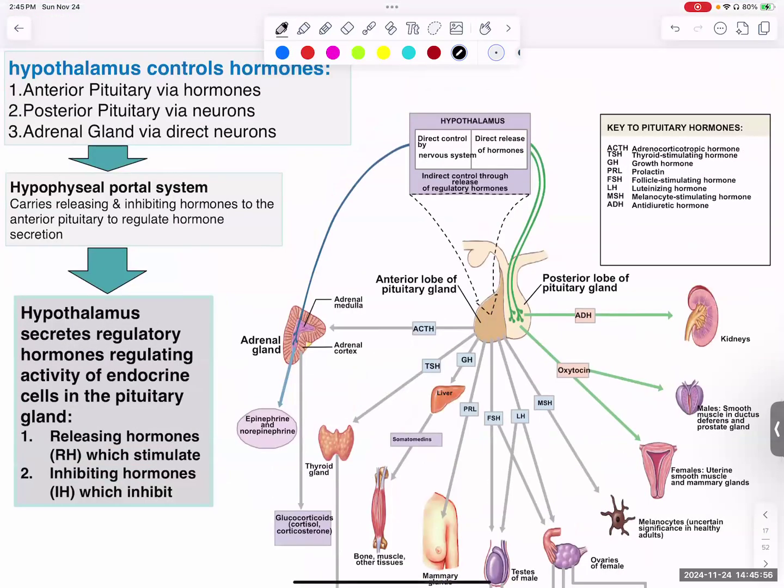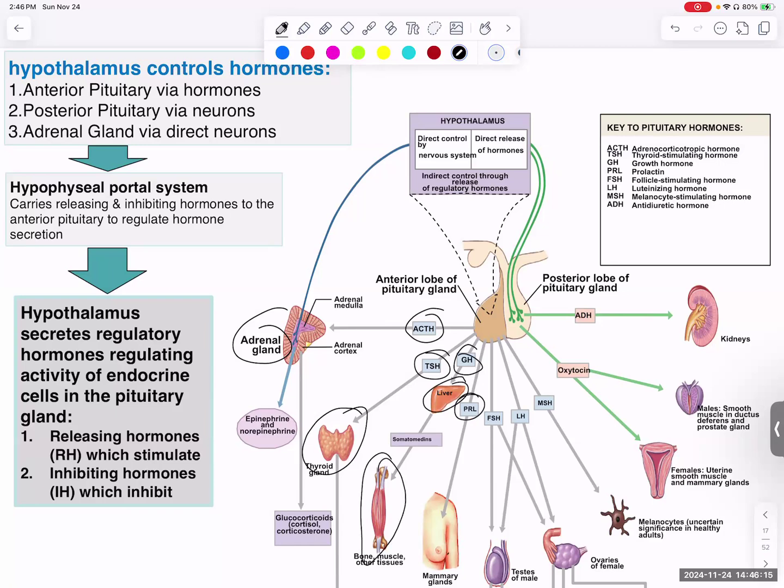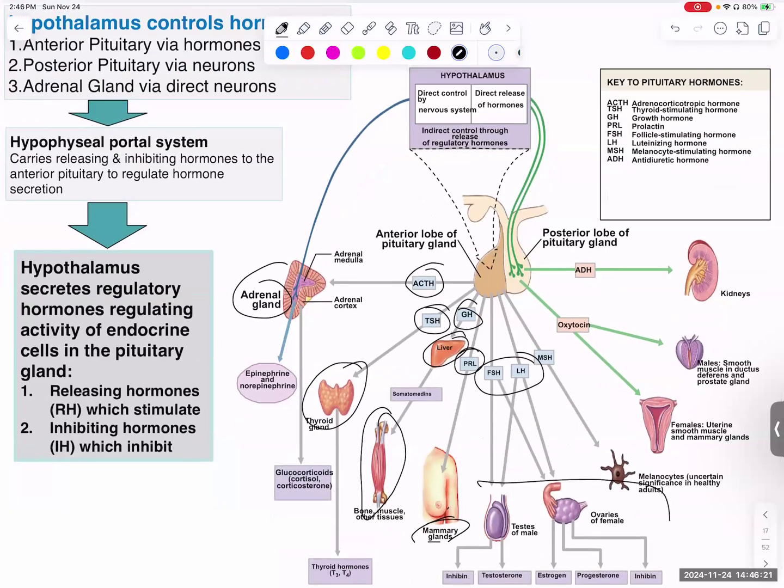And so this is showing you the anterior pituitary gland. Adrenocorticotropic hormone targets the adrenal cortex. Thyroid stimulating hormone targets the thyroid gland. Growth hormone targets the liver, but also bones, muscles, and tissues. Prolactin, the mammary glands. Follicle stimulating hormone, luteinizing hormone, reproductive organs. And melanocyte stimulating hormone. Then we get into the posterior pituitary, antidiuretic hormone and oxytocin. Good to review these. The tropic hormones are going to be releasing hormones or inhibiting hormones from the hypothalamus.